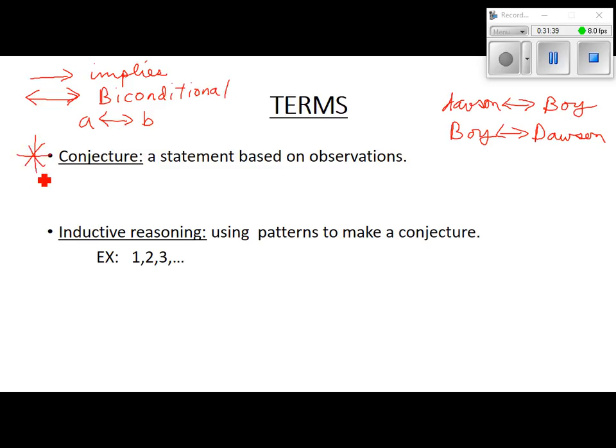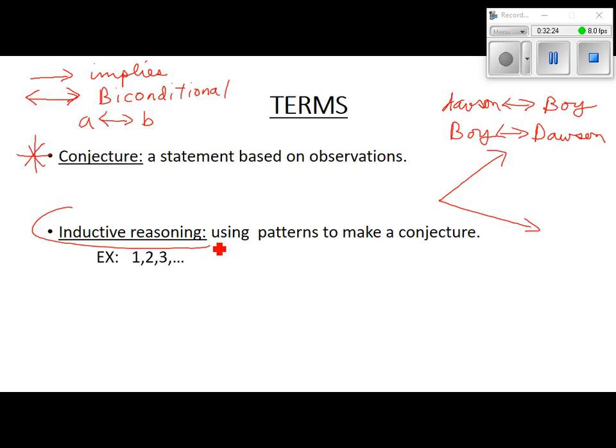A conjecture, and you'll be asked to make conjectures about stuff. A conjecture is a statement based on your observations. All right, so if I draw an angle up here, and I say make a conjecture about that angle, what might you say? It is an acute angle. It looks like it's an acute angle. That's a conjecture. Do we know for sure that it is? No, but we're drawing that off of what we see. That's what a conjecture is, something that you draw off of observations.